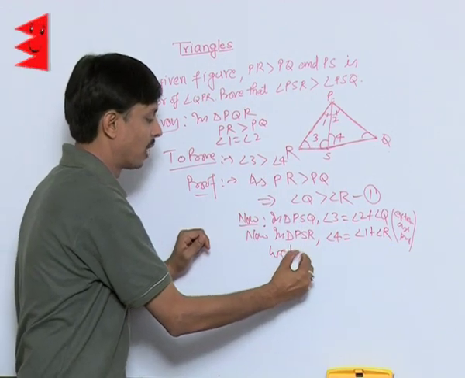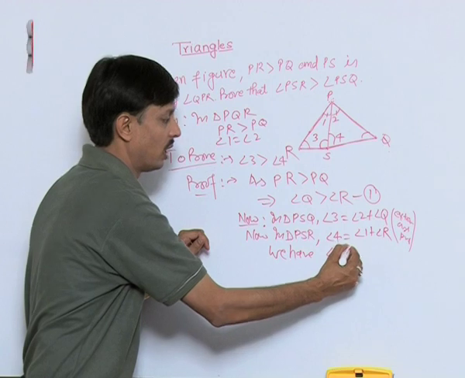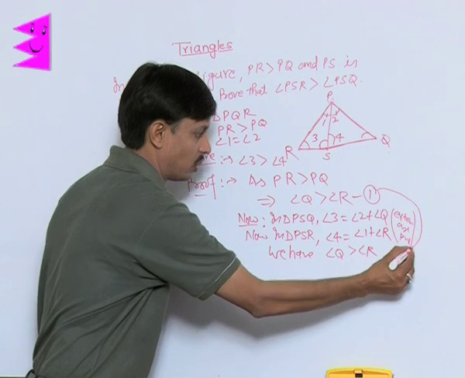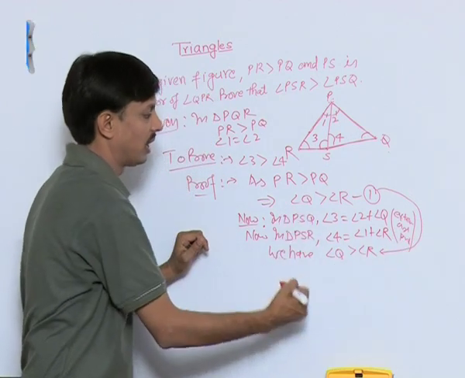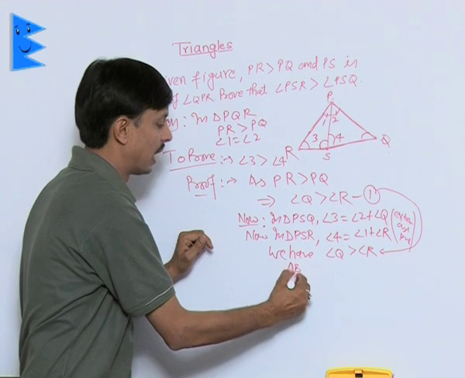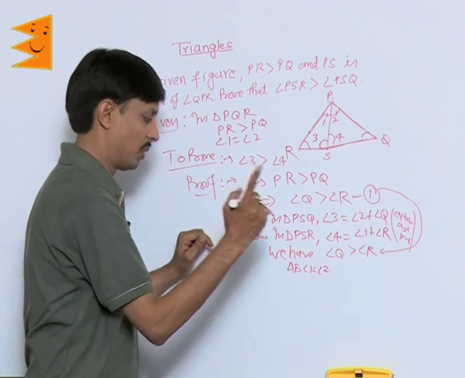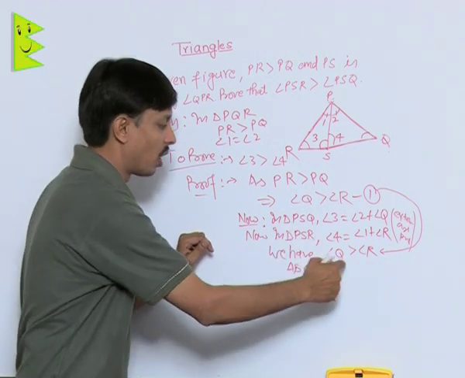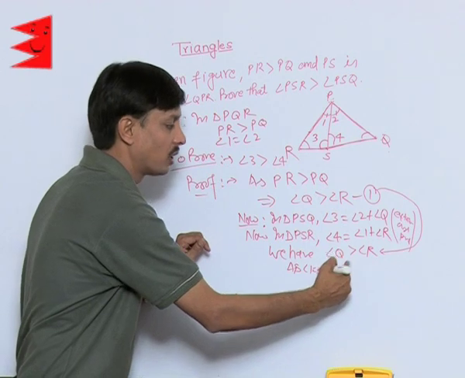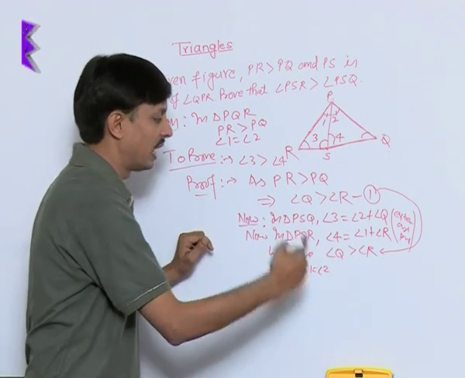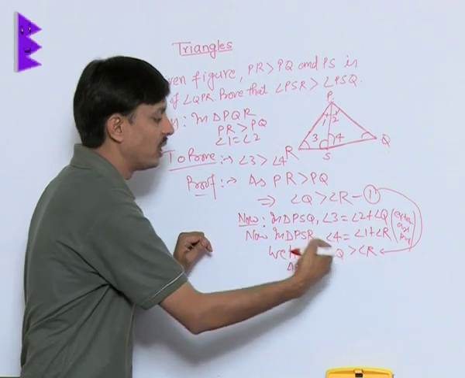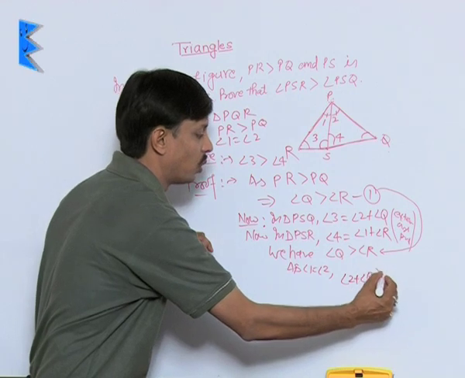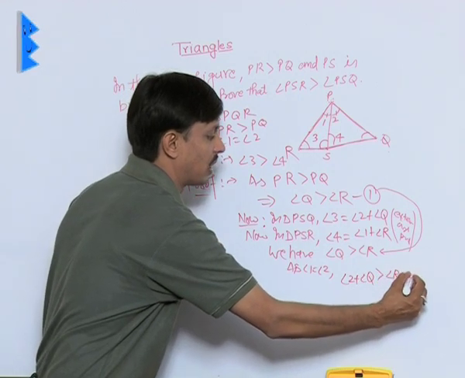We have angle Q is greater than angle R. From here we have drawn the conclusion that angle Q is greater than angle R. As we have angle 1 is equal to angle 2 because of the bisector property given, what can I do? In place of this inequality, angle Q is greater than angle R, I can add 1 on the right hand side and 2 on the left hand side. So I will get angle 2 plus angle Q is greater than angle R plus angle 1.